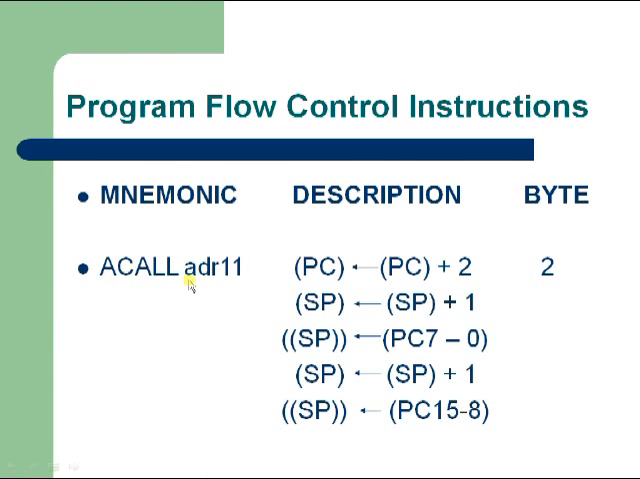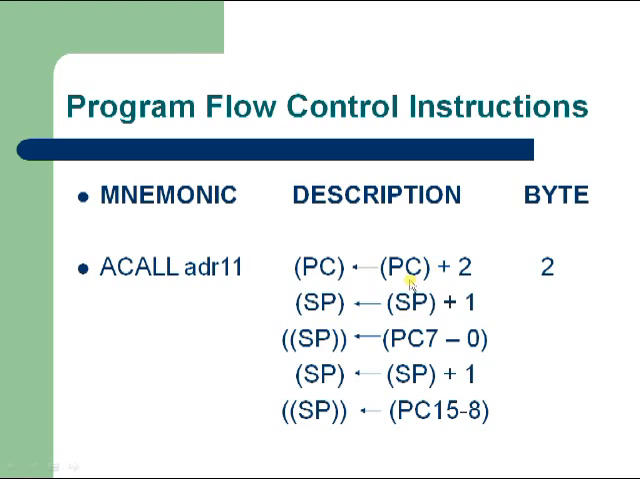So here we have call. These call instructions are mainly used in the case of functions. Whenever we want to call a function or a subroutine, we use these call instructions. Here ACALL is nothing but absolute call, and here the address is of 11-bit size. Now what happens whenever this particular instruction is executed?